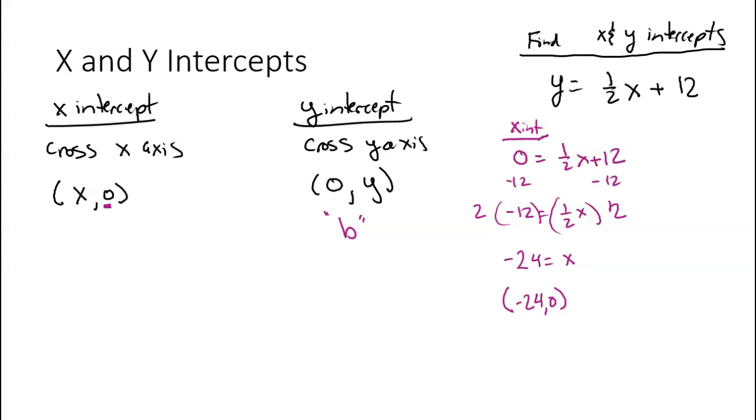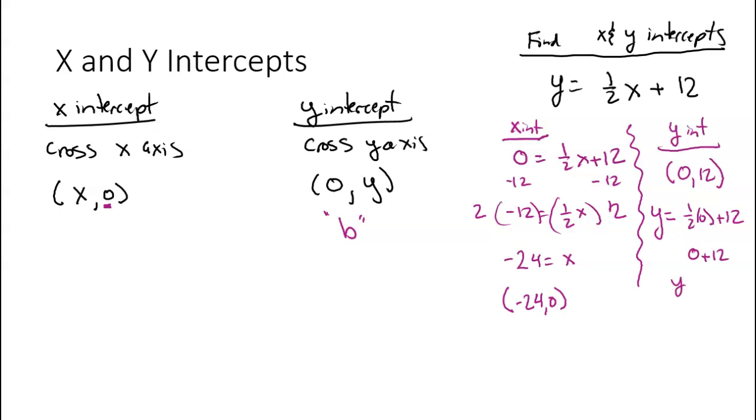For my y-intercept, all you have to do is remember that your y value is your b. So all you have to do is say 0, comma 12. If you didn't remember that, we can just say y is equal to 1/2 times 0 plus 12. 0 times 1/2 is 0, and notice that we get y is equal to 12. So we don't have to do a whole lot of work to find our y-intercept. It's the x-intercept that takes a little bit of work. So go ahead, try one more.